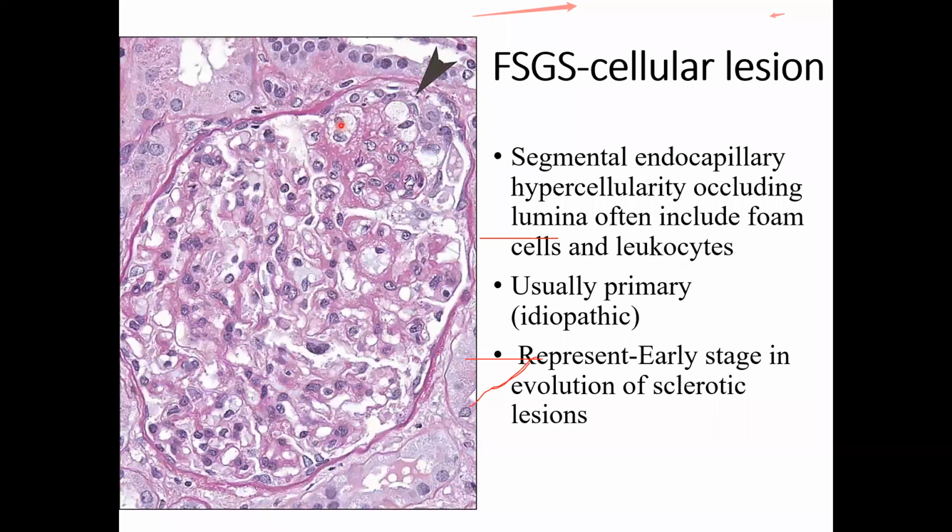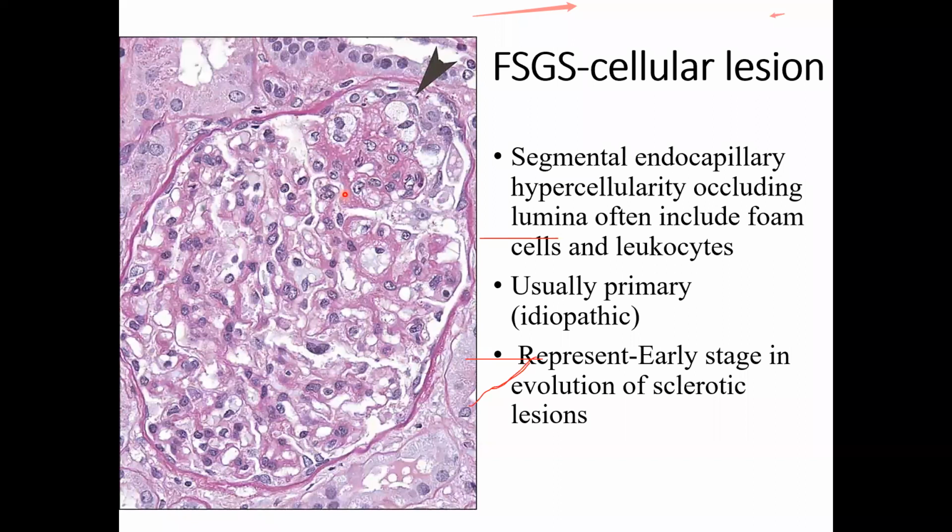This cellular lesion is usually primary. Again, we don't know the cause in cases of FSGS cellular variant. In many cases, it may represent an early stage in the evolution of sclerotic lesions. Many authors suggest that this could be the early event in the evolution of sclerotic lesions. If we repeat the biopsy after some years, some other variant may be there. So it represents the early stage evolution of sclerotic lesions.